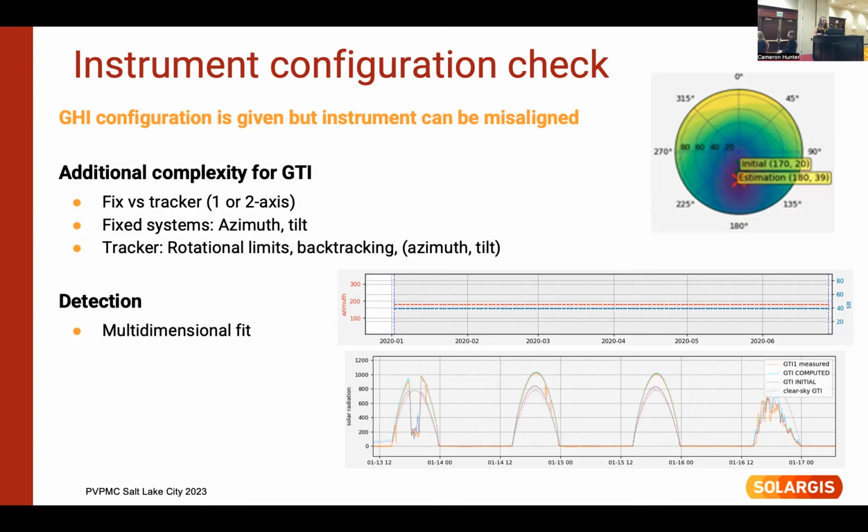So as I said, we can use this tool for GTI, but there are more parameters we need to take into account. We have fixed and tracker systems. We can have trackers which are 1 or 2 axes, and then we need to detect azimuth and tilt, but also, for trackers, rotational limits, backtracking, and so on and so forth. And how do we do that? We do basically a multi-dimensional fit through all these parameters.